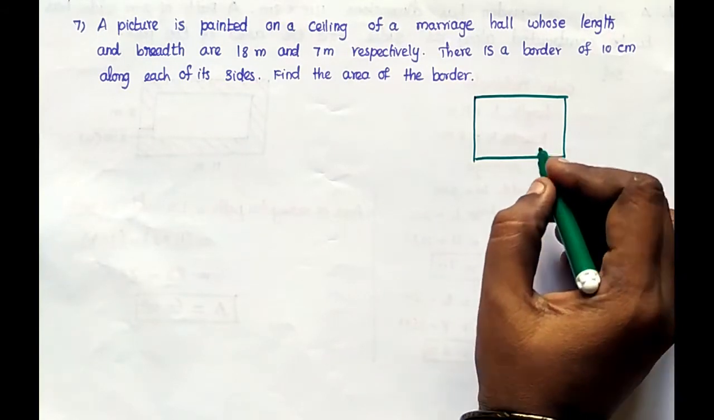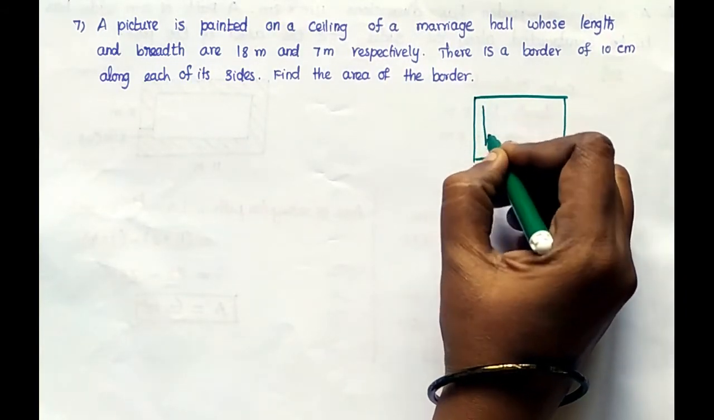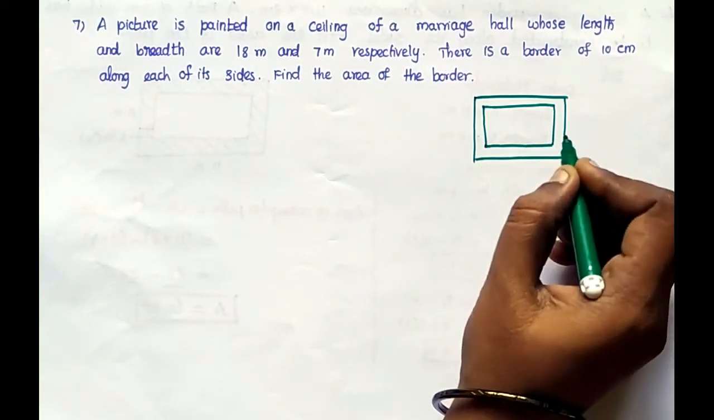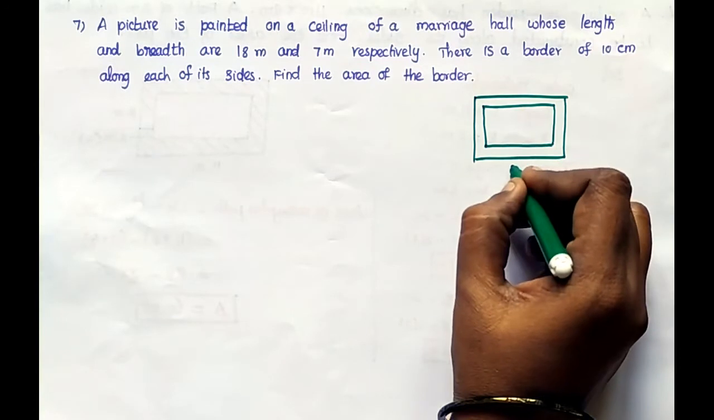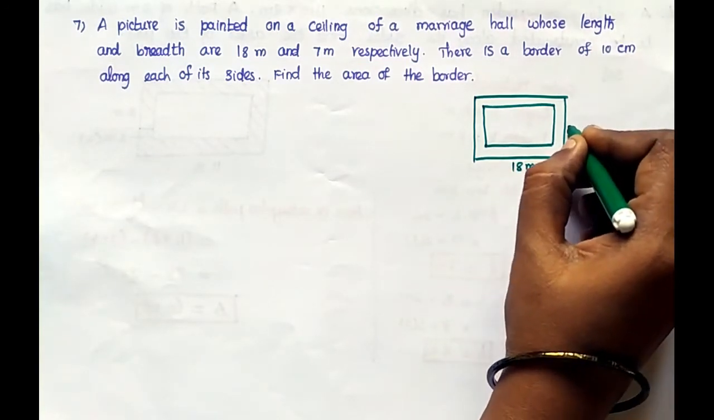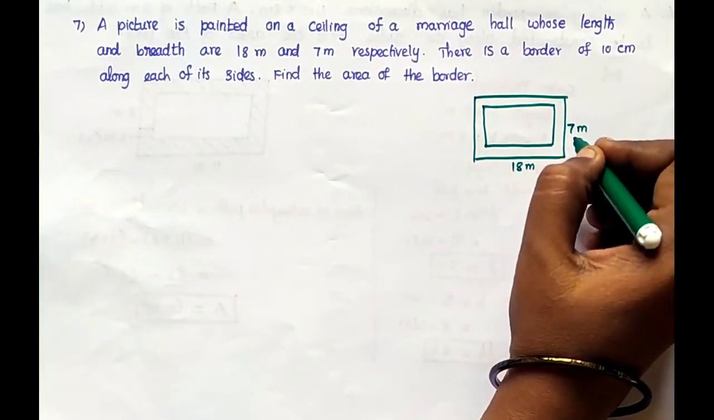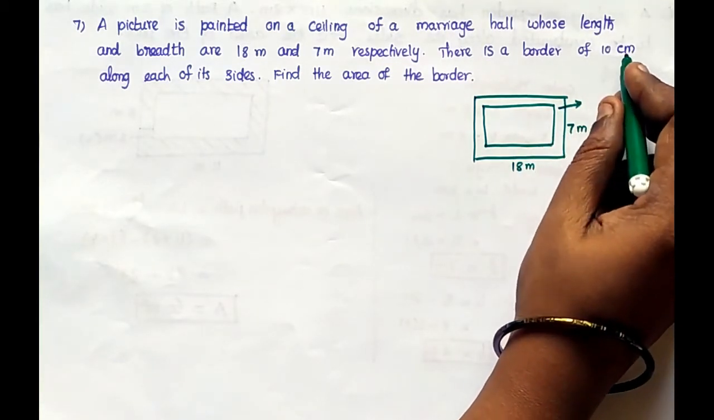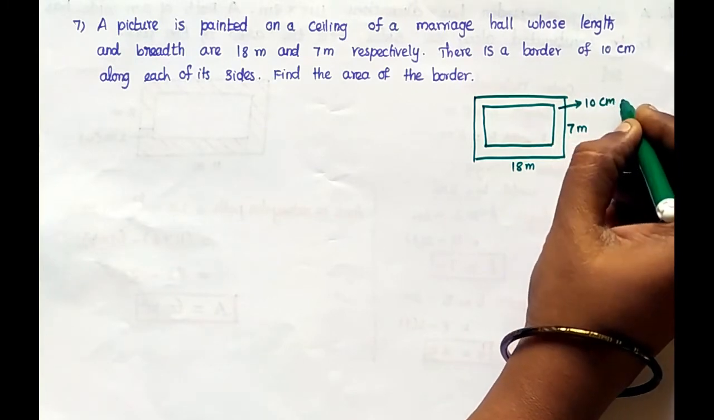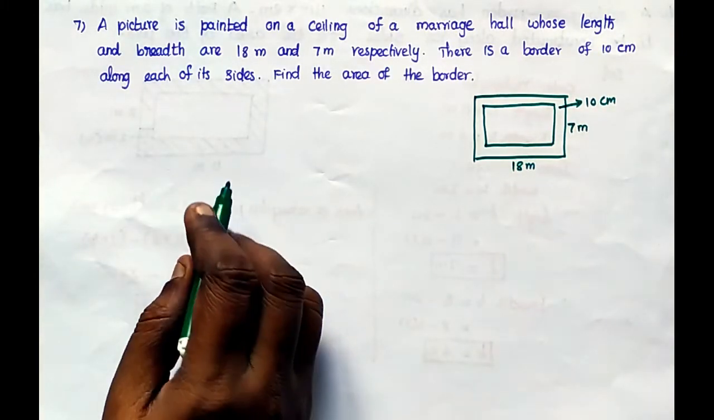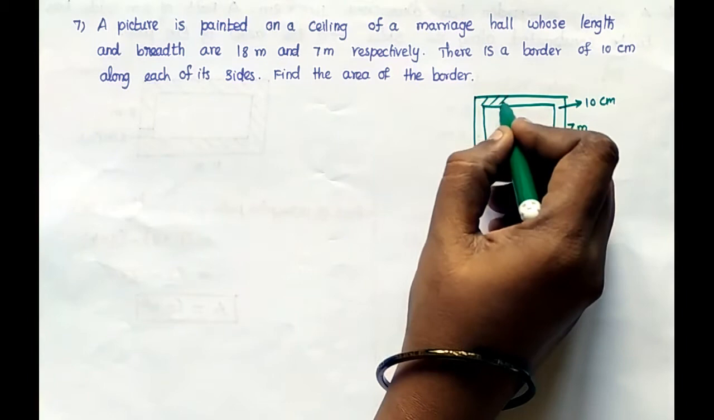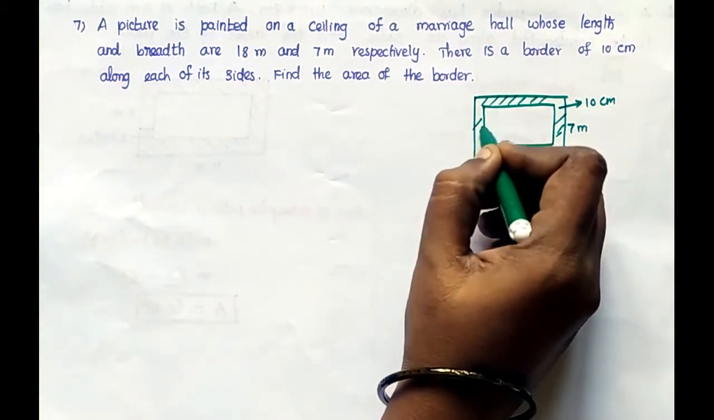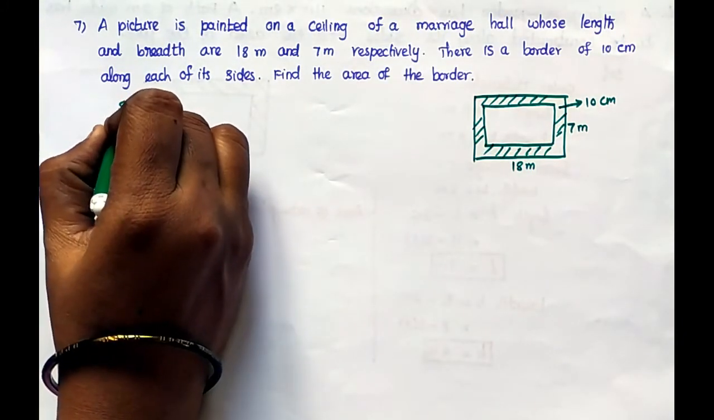The ceiling of the marriage hall has a border. The ceiling is 18 meters long and 7 meters wide, and the border is 10 centimeters. Now we want to find the area of this border. So how will you find that?